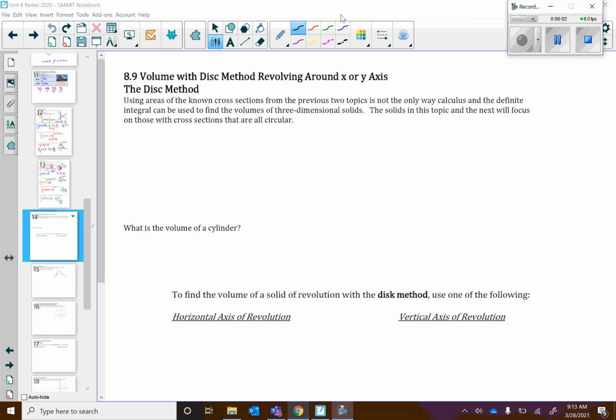Hi, we're going to look at some notes for 8-9 and 8-10 today. Volume using the disk method, revolving around the x or the y axis. So let's just talk about what we are about to do visually. And I'm going to try and draw it out, and then I think I will show you a video.